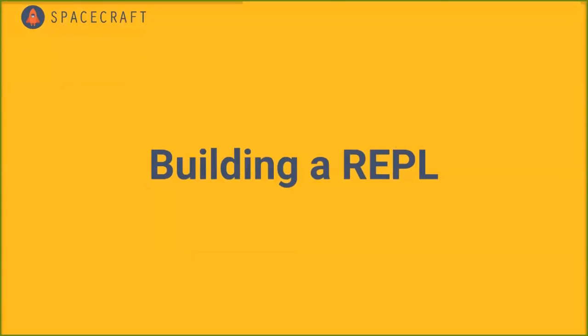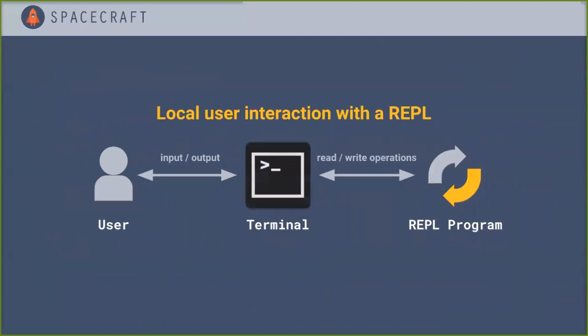Now, with the network architecture out of the way, we want to figure out how to build a REPL. The REPL that I'm referring to here is the backend that evaluates the code. As you can see in this diagram, it's a very basic interaction that you can expect from interacting with the REPL program.